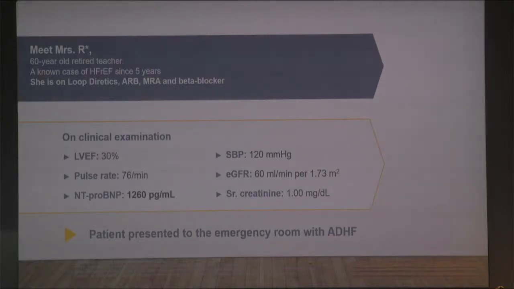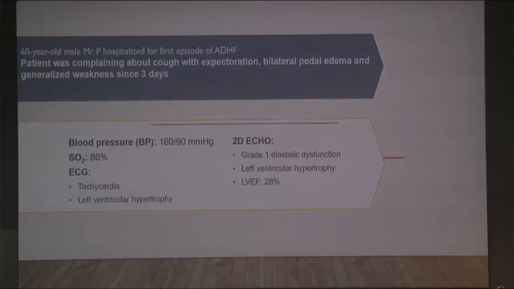As my presentation is case-based, let us see 2 cases. The first is Mrs. R, who happens to be a 60-year-old retired school teacher. She was a known case of LV systolic dysfunction on loop diuretics, ARBs, MRAs, and beta blocker. And one fine day, she presents to the emergency with acutely decompensated heart failure with LV ejection fraction of 30% and high NT-proBNP. The second is a 60-year-old male who presents with a first episode of acutely decompensated heart failure, and he has hypertension, decreased saturation, tachycardia, LV hypertrophy, and an ejection fraction of 28%.